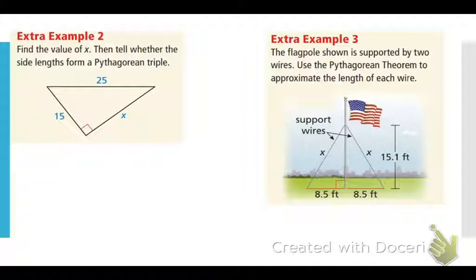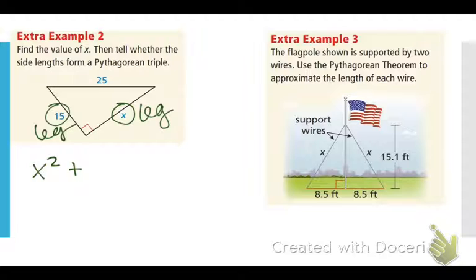Alright, in example 2, find the value of x, then tell whether the side lengths form a Pythagorean triple. So first we need to find the value of x. Is x a leg or a hypotenuse? It is a leg. What is the other leg of this right triangle? 15. So we're going to plug in x squared plus 15 squared equals, what is the hypotenuse then? 25.